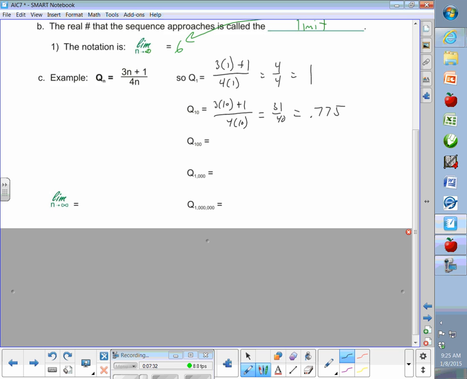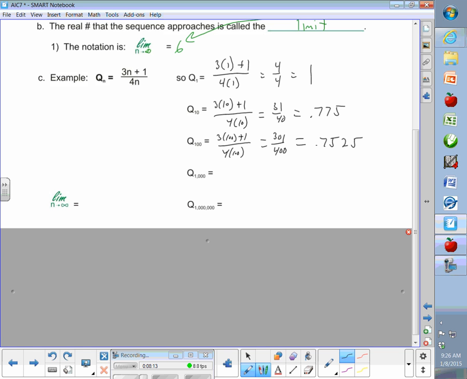Well, let's continue. I went all the way to 100. So again, 3 times 100 plus 1 over 4 times 100. So what fraction is that? 301 over 400. So divide that out in your calculator, and we'll go to 5 decimal places. Matt, what do you got? 0.7525. Everybody agree? Okay.